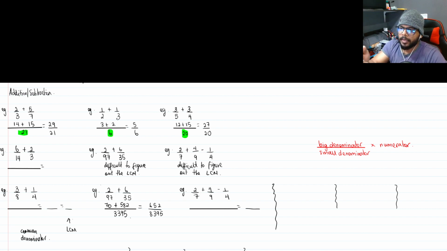We get 21 by multiplying the two denominators in the question. We get 6 by multiplying the two denominators in the question. And we get 20 by multiplying the two denominators in the question. It just so happened that for examples 1, 2, and 3, the denominator we get by multiplication is the LCM. But it really doesn't matter. If, for example 2, I decided to say the LCM is 12, I would have still gotten 5 over 6 as my answer.